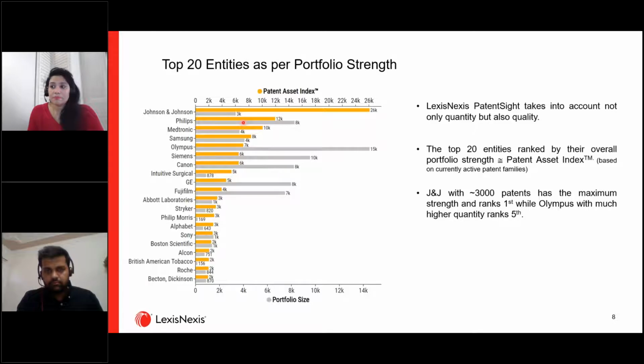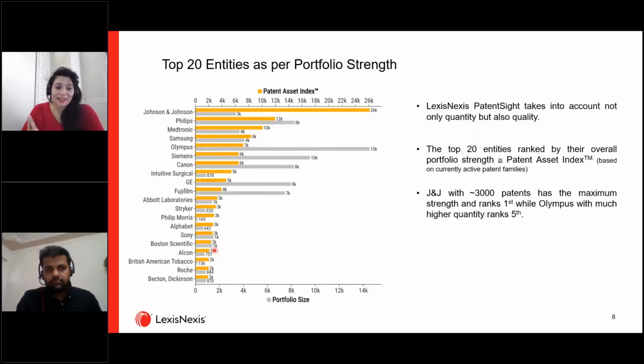It's much less than that of Olympus, which is 5th in the ranking, and it has almost 5 times the patents of Johnson & Johnson. But based on our KPI, Johnson & Johnson is at the top. Intuitive Surgical has a much smaller number of patents than Johnson & Johnson or any other company at the top, but it still features in the top 10. And I can very well understand you already see Philip Morris and British American Tobacco here. E-health also includes e-cigarettes. We have kept it here.